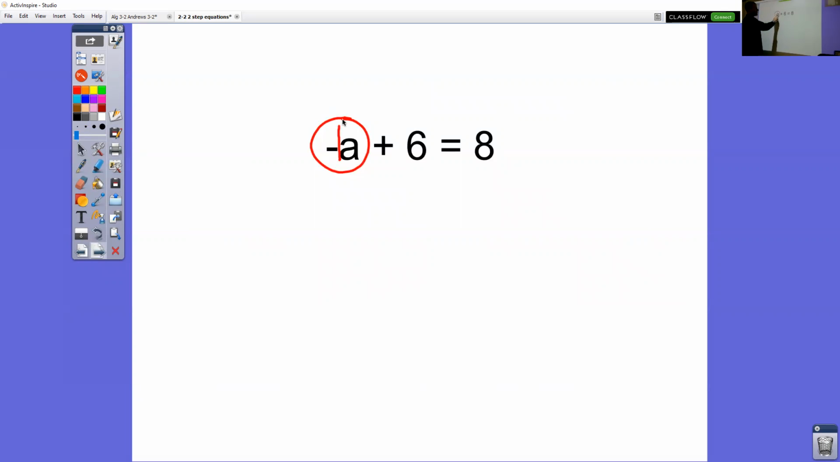To get that negative 1A all by itself, we need to get rid of the plus 6. We get rid of a plus 6 by doing minus 6 and minus 6. Those 6's cancel out or zero out. Bring down your negative 1A, bring down your equal sign. 8 minus 6 is 2.